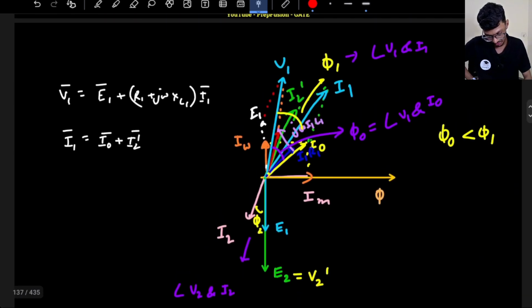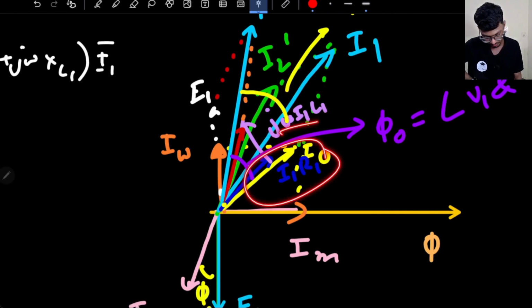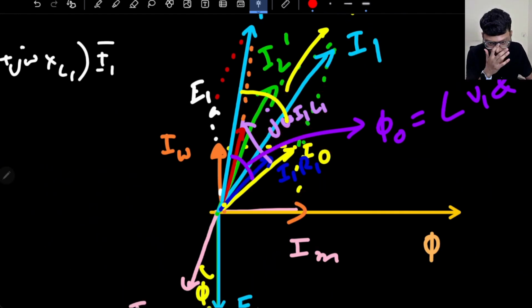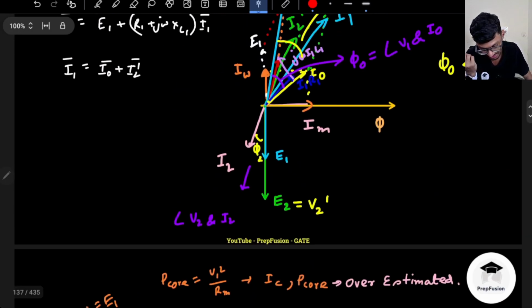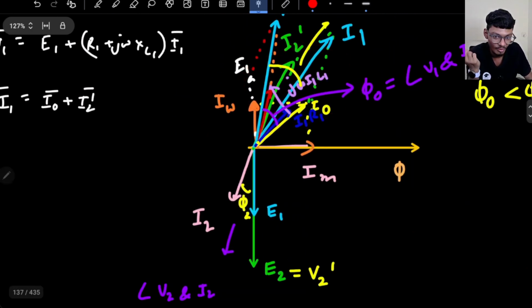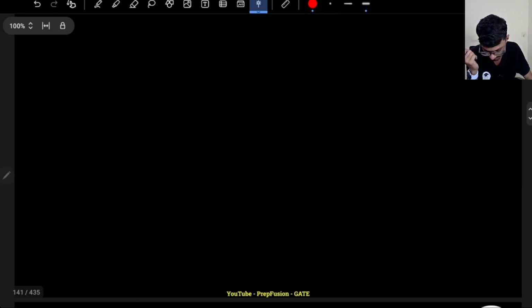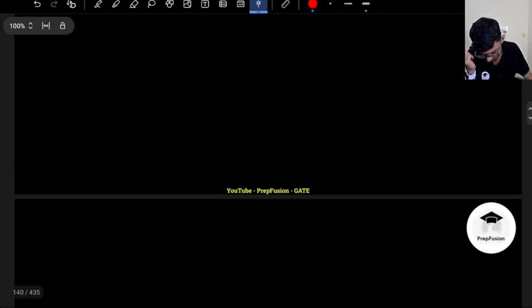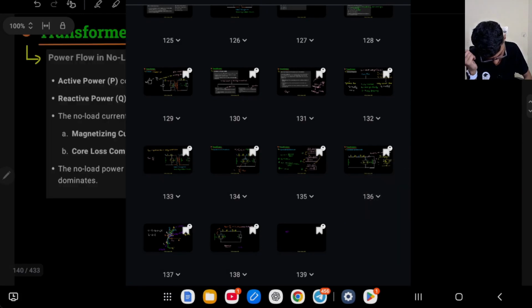So while drawing the transformer phasor diagram, we never consider these drops, I1 omega L1 and I1 R1. Generally we ignore them because these are very low values, but I had to explain the concept, that's why I have written it. But generally, you can see how messy this is, so we generally ignore this. Let me delete these pages, which are not of any use.